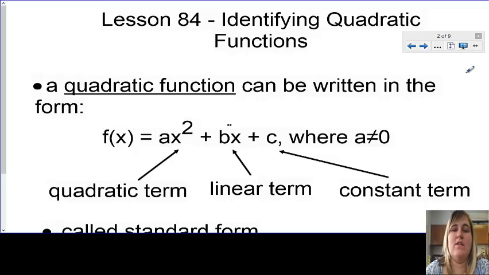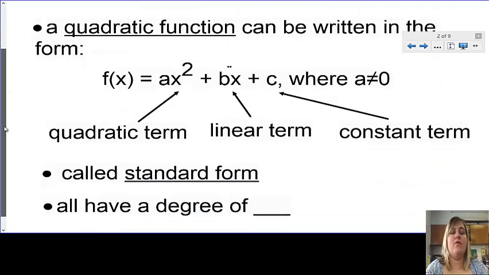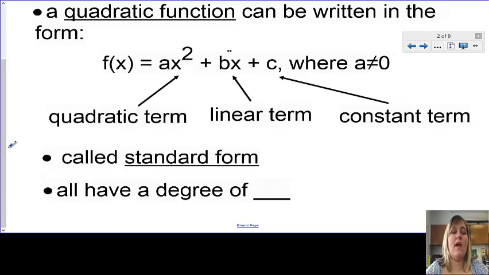Lesson 84, Identifying Quadratic Functions. A quadratic function can be written in the form f of x, which we know to be the same as y, equals ax squared plus bx plus c. Remember we talked about this being standard form for our trinomials. This is standard form for a quadratic function.